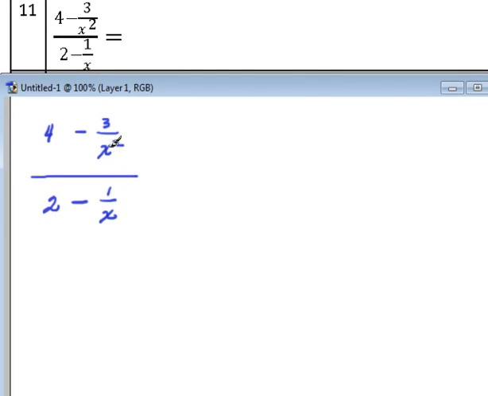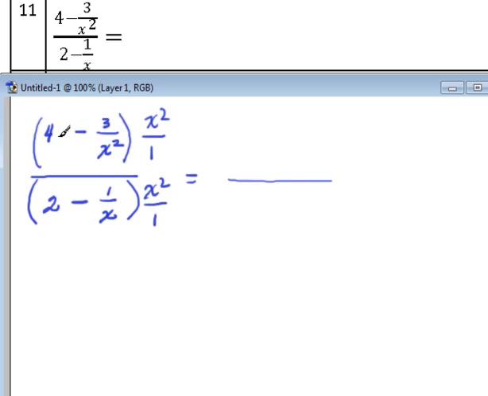In number 11, we're going to simplify this complex fraction and get rid of these denominators, x squared and x. So we'll multiply by the common denominator of x squared. We're going to multiply numerator and denominator by x squared over 1. Okay, so first we do 4 times x squared, that's 4x squared, minus, and now I'll write 3 over x squared times x squared over 1.